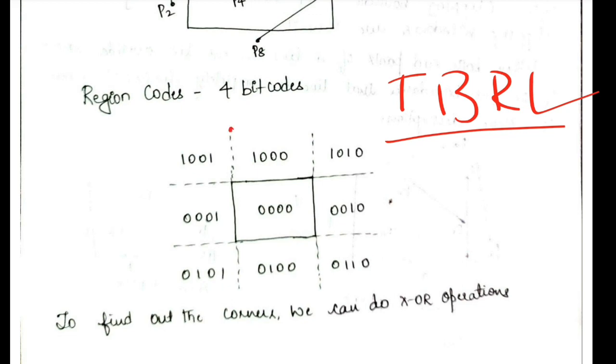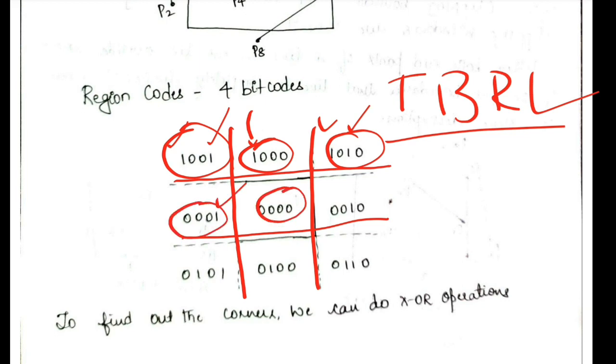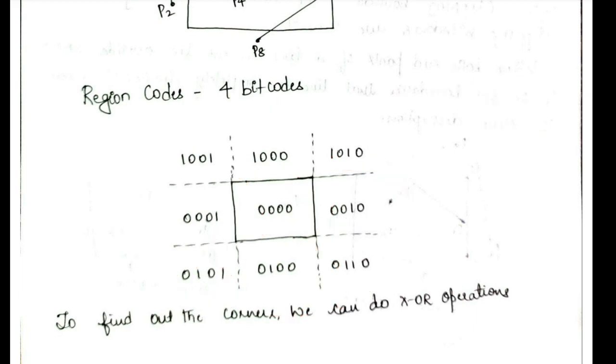In TBRL, when you divide the whole plane into 4 parts, each part has its own code. This is top left, so top and left will be 1, the rest will be 0. This is just top, so top will be 1. This is top right, so top and right will be 1. This is left, so only left will be 1. This is the middle part, so all zeros. This is the right, so it will be just right. This is bottom left, so bottom and left will be 1. This is bottom, so bottom will be 1, and this is bottom right, so bottom and right will be 1. This is the first thing we need to know, region codes.